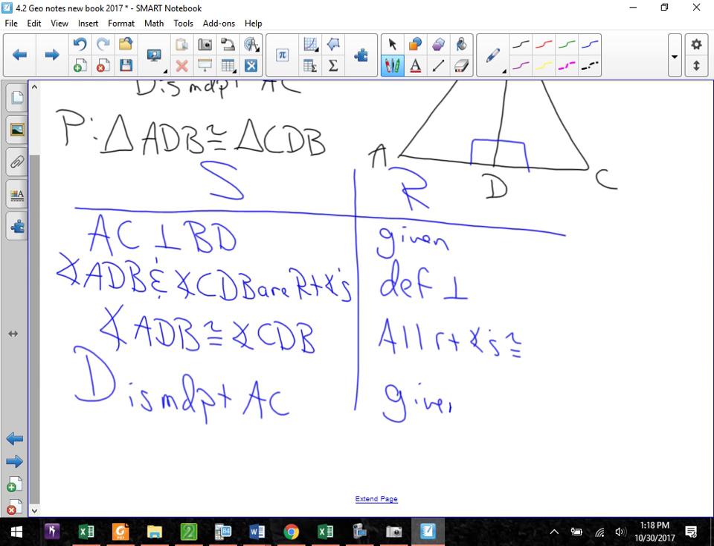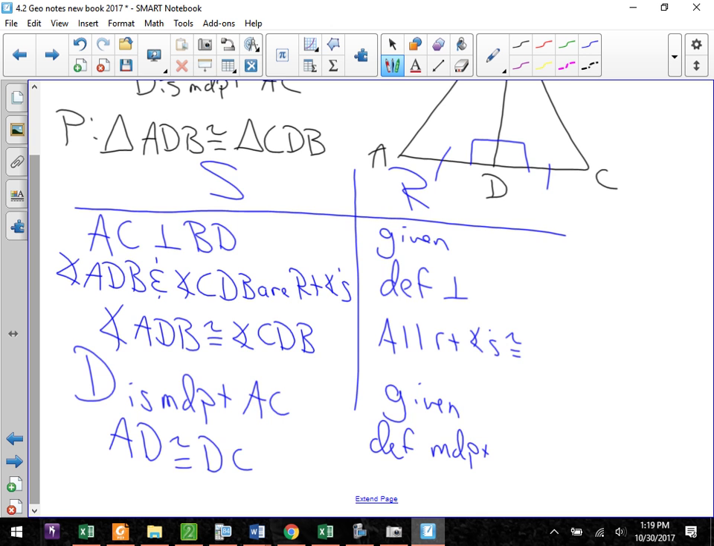Given. If D is the midpoint, what does that do to AC? Which parts? I mark it. Definition of midpoint. In just that, you didn't have to think of any of that. Everything was on this sheet of paper. It tells you exactly what to do.